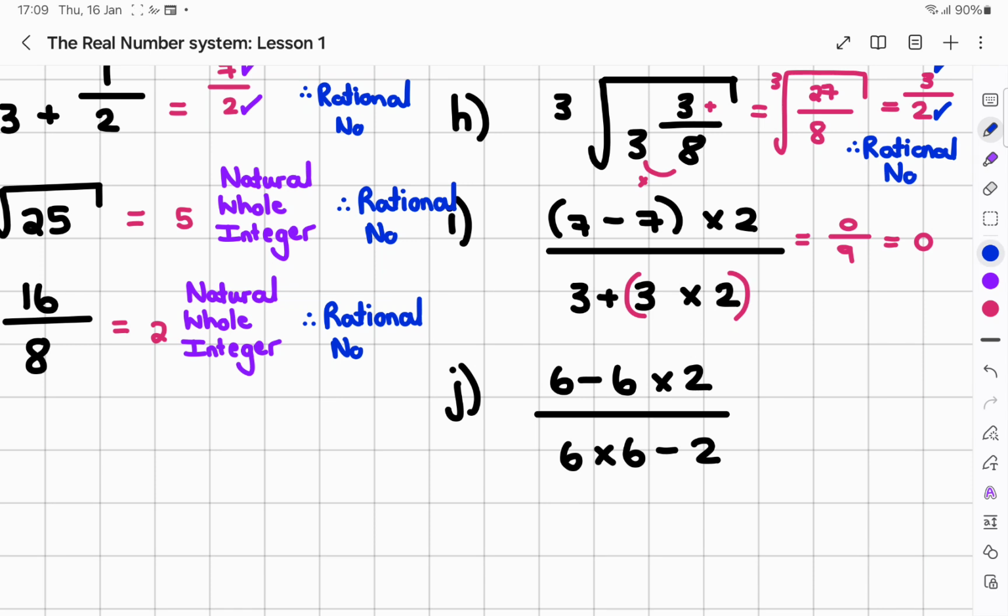So let's quickly classify them. Is it a natural number? No, but it is a whole number. It's an integer, and thus making it a rational number.